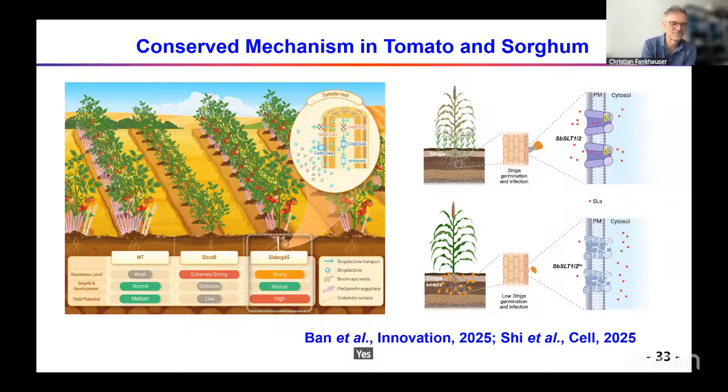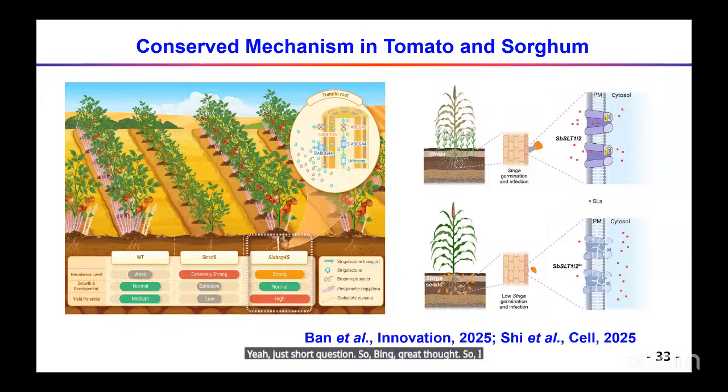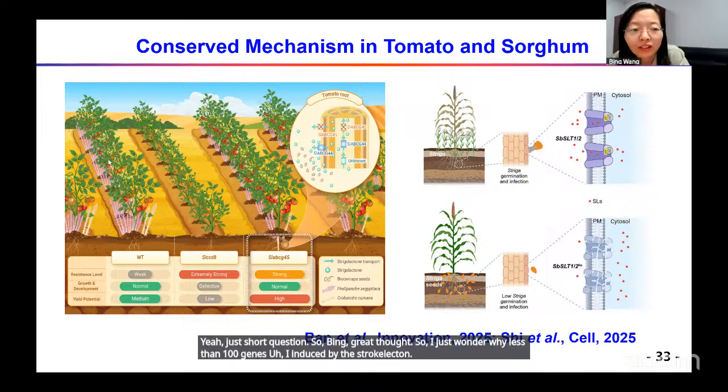Thank you. Dr. Wang, please. Yeah, just a short question. It was a great talk. I just wonder why less than 100 genes are induced by the strigolactone. It seems very few genes.